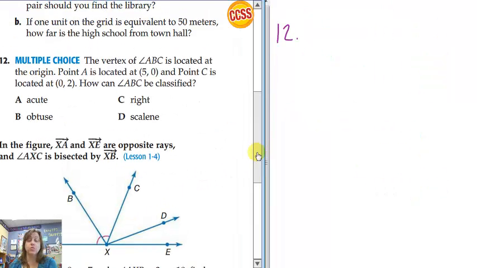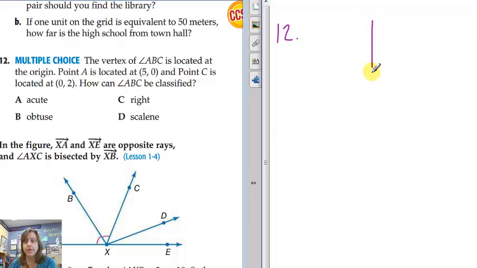Next problem is number 12. We get to draw a picture of this. We need to find the kind of angle this is, but we definitely need a picture. So let's draw a grid, x and a y axis. We're told that the vertex of the angle ABC is located at the origin. The origin on a grid is where these two axes cross. So right here we find our vertex, and since B is in the middle, its name is point B.